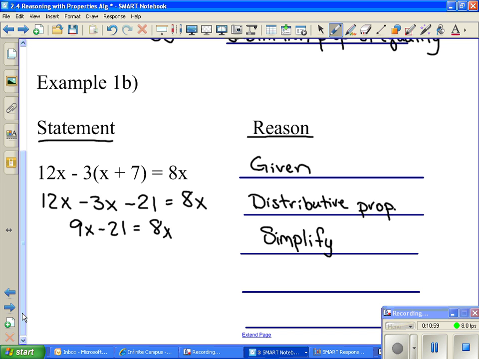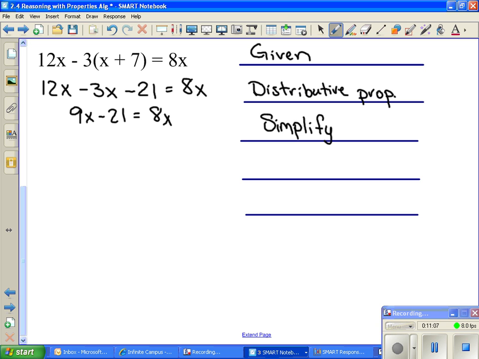All right, now what do we do? Take 9x over to the 8x. Good, you're going to move the 9x to the 8x. What would we do in order to do that? Subtract. And so that is subtraction. If you want to shorten it, that's fine, but don't put SUB because that could be substitute. Subtraction property of equality. We just put subtraction equality.